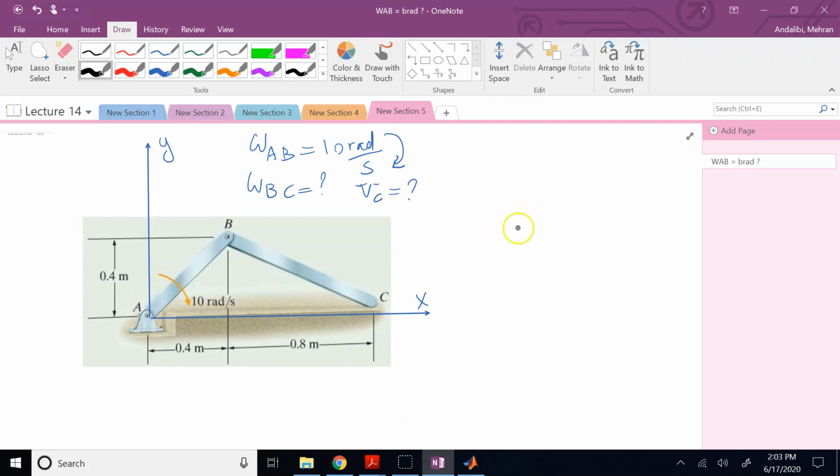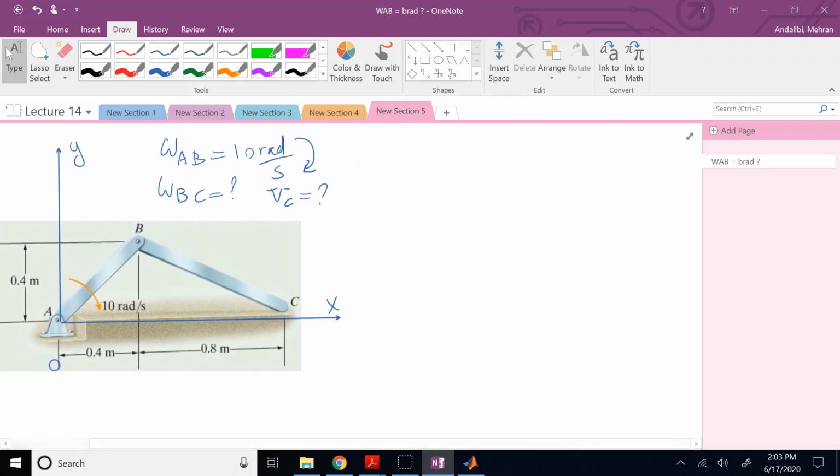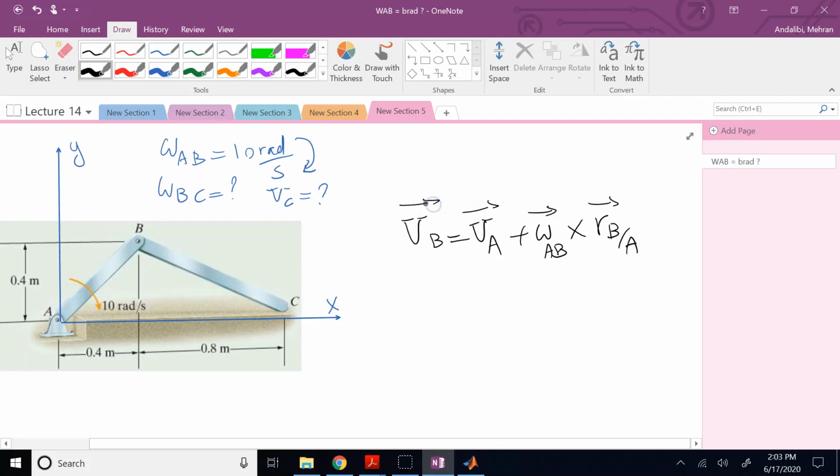So what I would do, I would relate here V of B to V of A by the general velocity formula that I just learned. V of B is V of A plus omega object AB cross R of B, with respect to A, and that vector is this guy here. R of B centered at A or with respect to A. Okay, what do I know now? V of A is clearly 0, it's a pivot point.